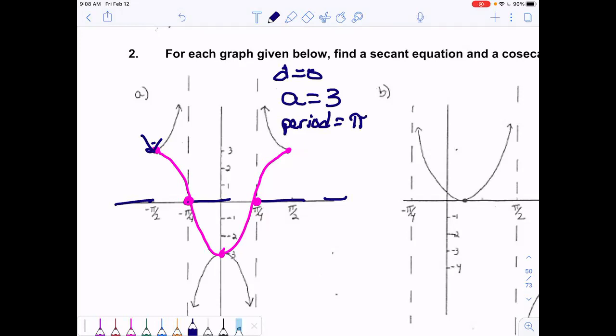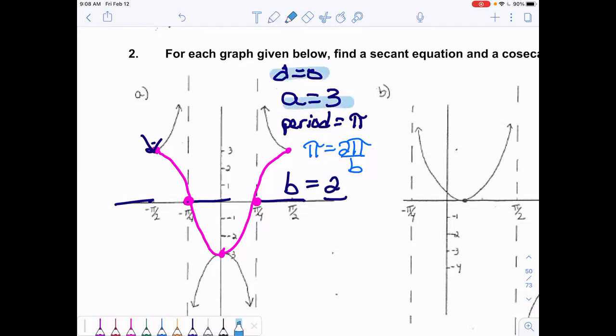So to find B, remember the period is equal to 2 pi over B. Secant and cosecant, sine and cosine are both 2 pi. All 4 of them actually are 2 pi. Cotangent and tangent is the only one that's just pi. So that means our B value is 2.